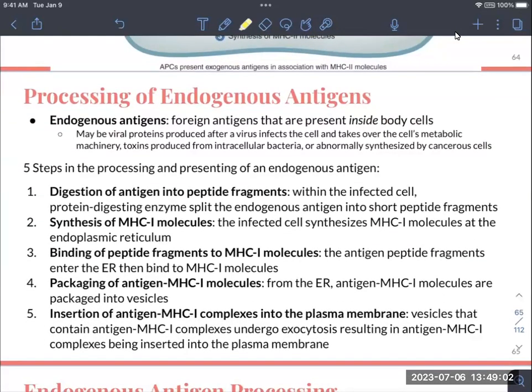Endogenous antigens are different antigens that we can find inside of the cell. Viral proteins. Viruses infect cells, take over that cell's machinery, and use everything up. Toxins from bacteria. Even abnormally synthesized cancer cell proteins. Our system can still find these that are inside of the cell.